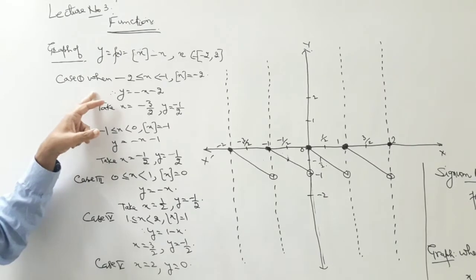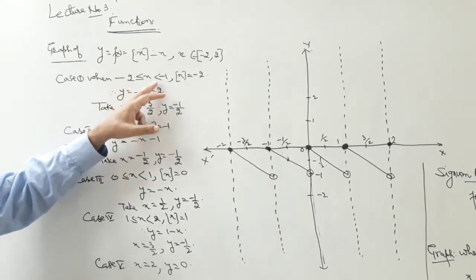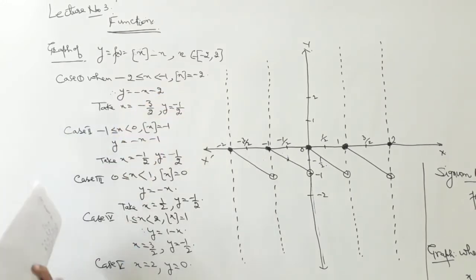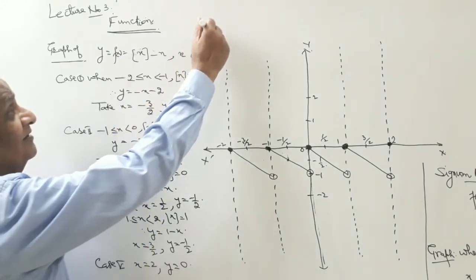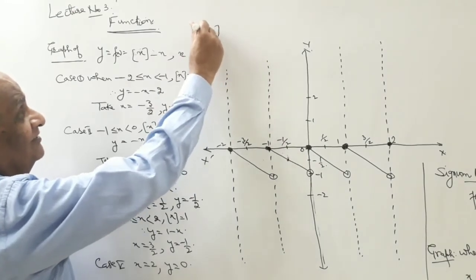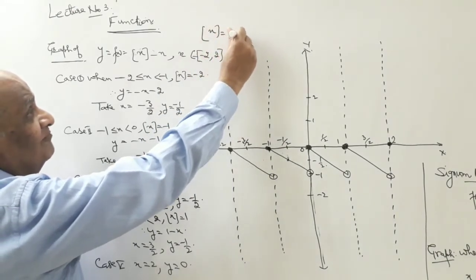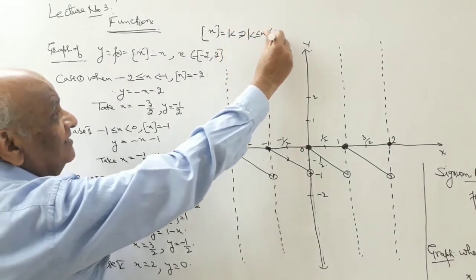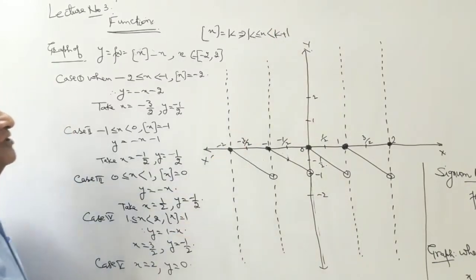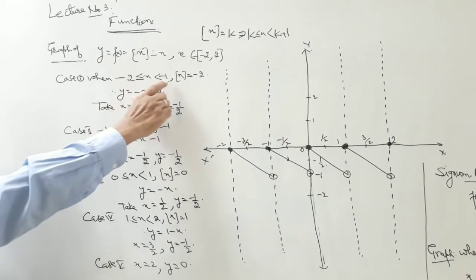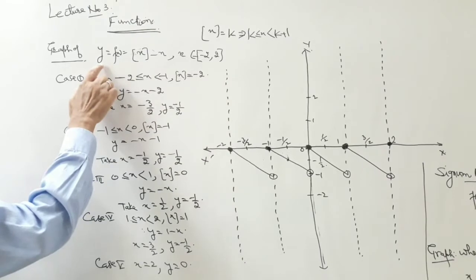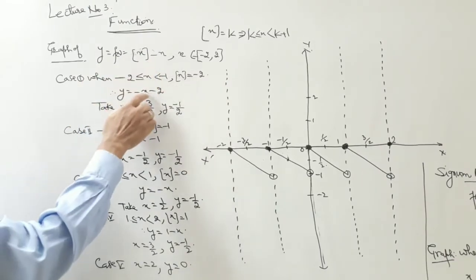Case number 1, when -2 is less than or equal to x less than -1, [x] is equal to -2. Use the property here. This I explained previously, that [x] is equal to k implies k is less than or equal to x less than k plus 1. So this property I have used here. I have taken the interval from -2 to -1. [x] is -2. Therefore, the function becomes y is equal to minus x minus 2.